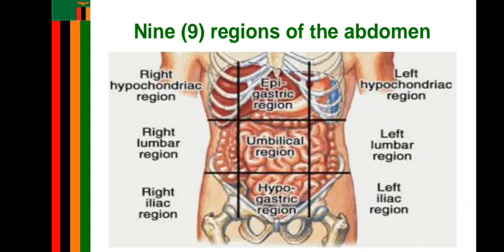Now let's look at the regions found on the abdomen. These are the nine regions that make up the abdomen. We have the right hypochondriac region on the right side, the epigastric region in the middle, and the left hypochondriac region on the left side. Then we have the right lumbar region, the umbilical region in the middle, and the left lumbar region on the left side. Down inferiorly, we have the right iliac region, the medial part forms the hypogastric region, and this side forms the left iliac region.